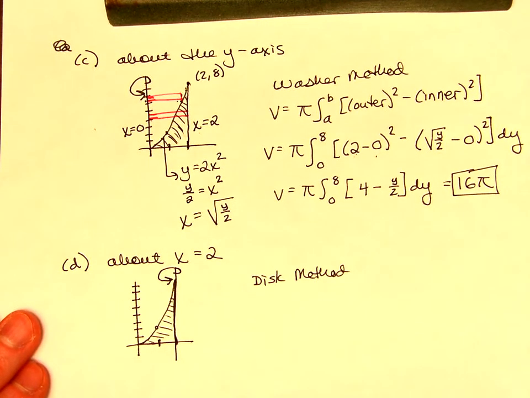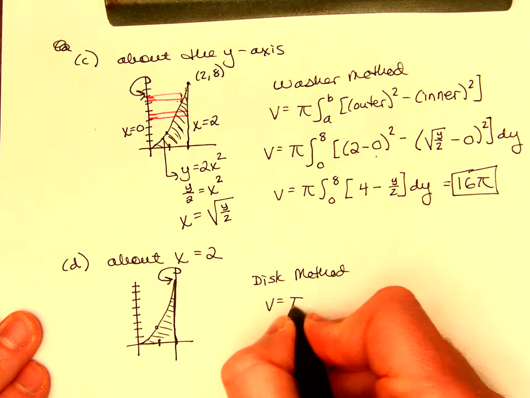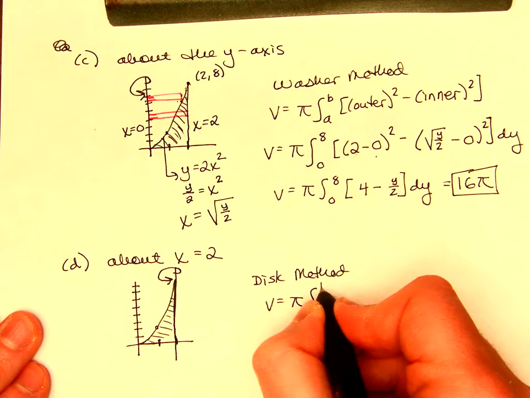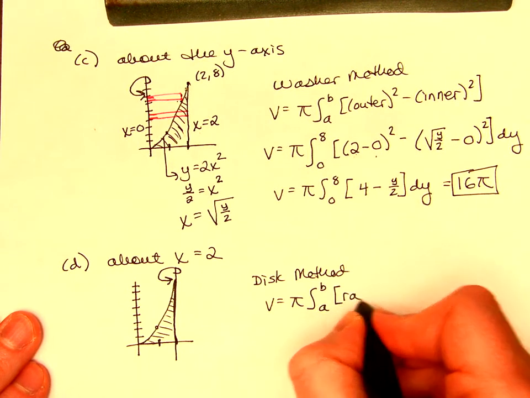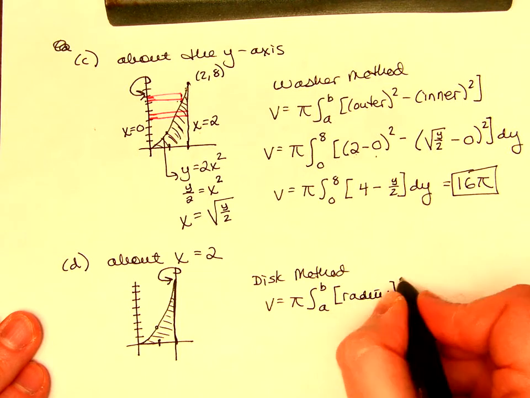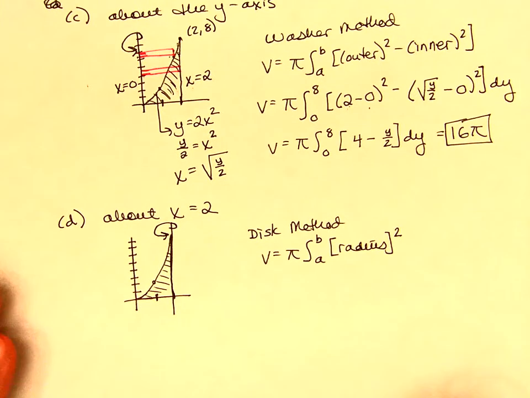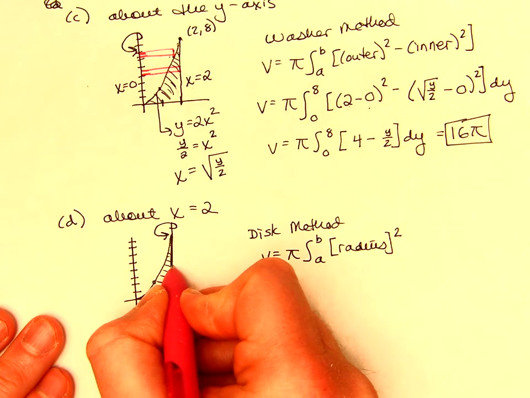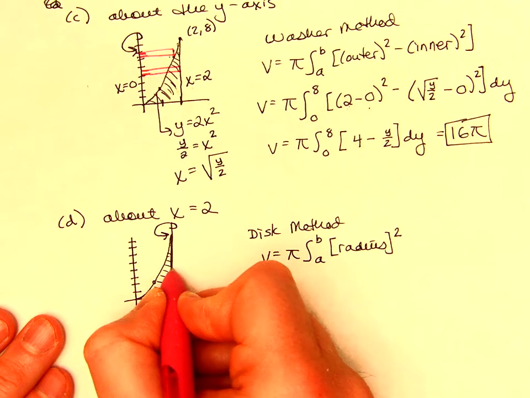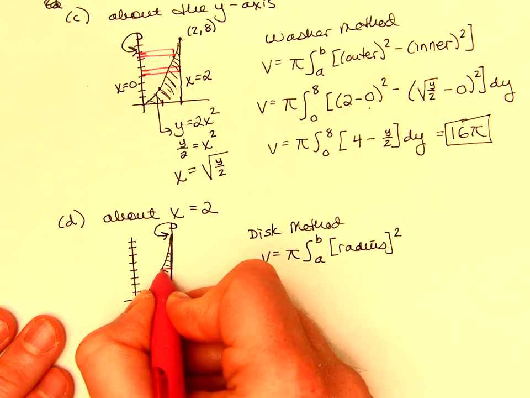Volume is pi times the integral from a to b of just our radius squared. The radius needs to start on the line I'm spinning around, so it's going to start on x equals 2 and go to, well, our function that's bounding the region, so it's going to go to the parabola. It's going to look like that. That's my radius.